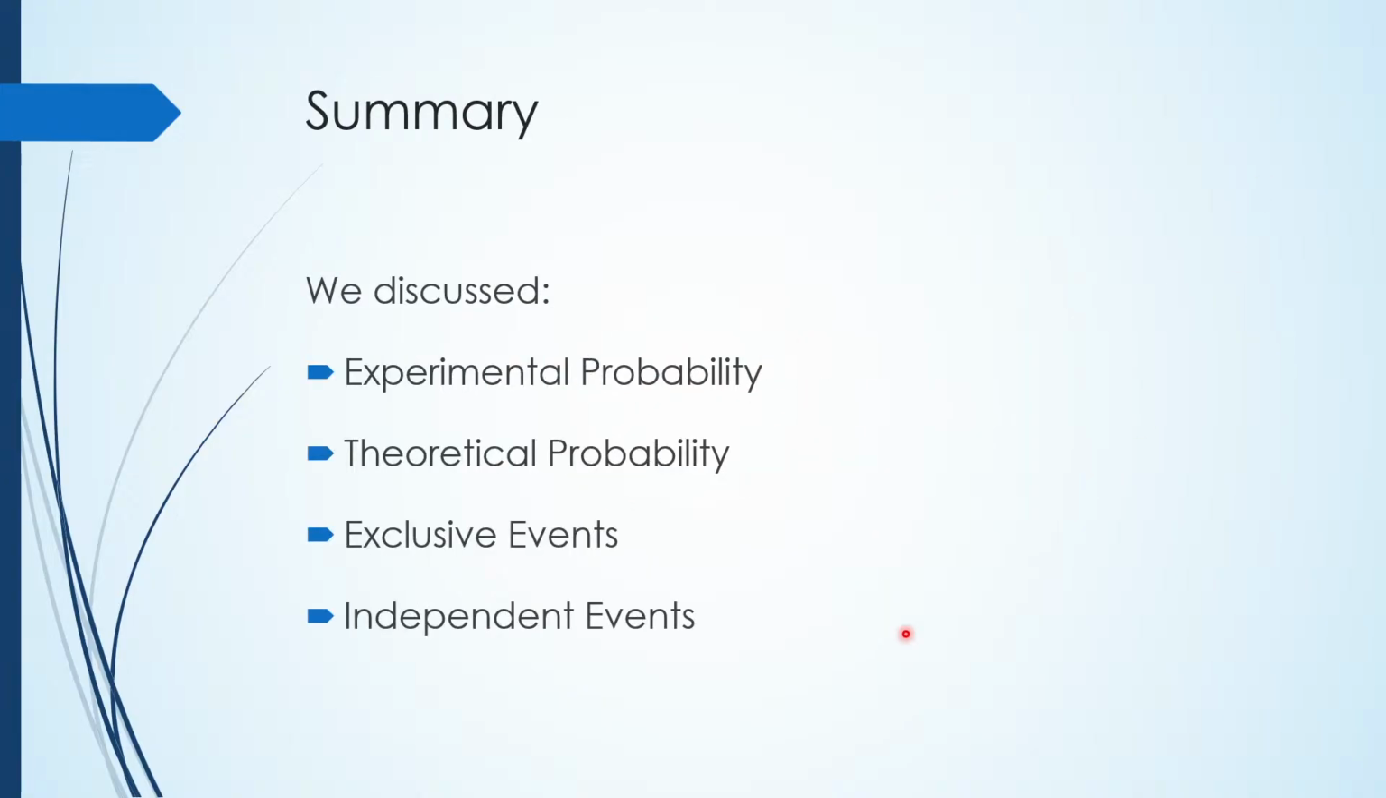And that's it. We learned what an experimental probability is, we learned what a theoretical probability is, and we learned about exclusive events and independent events. And anything for probability going forward is something that you can do very easily.